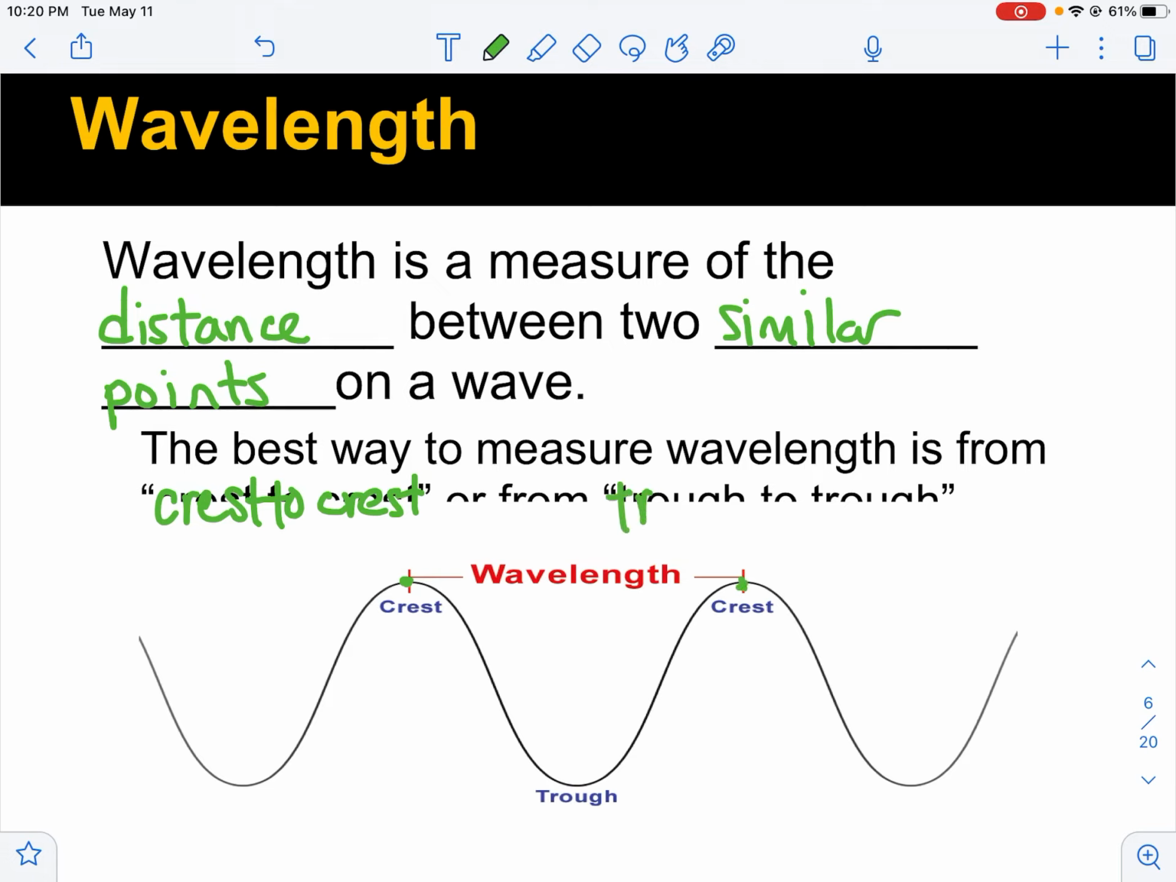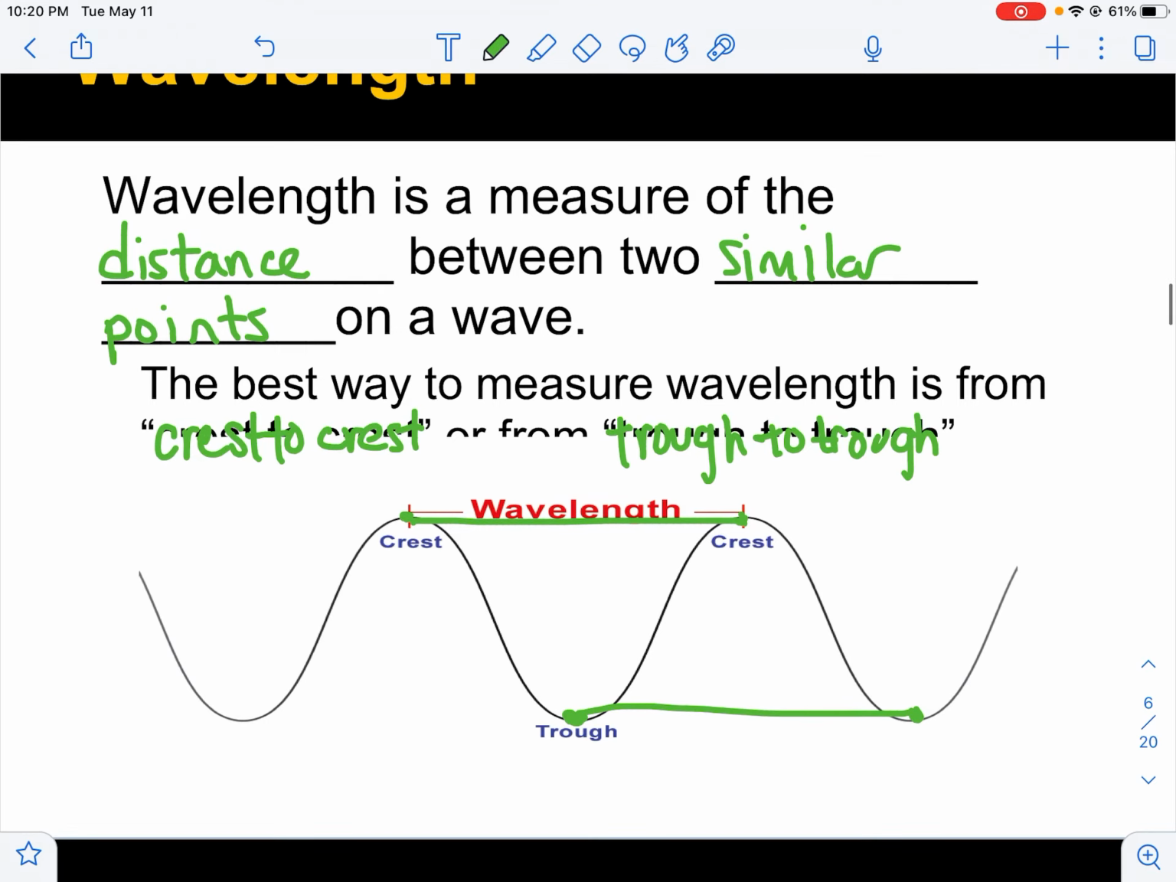Or you can also go from trough to trough. And if you have a regular wave, you're going to see that the wavelength is exactly the same. So if the wavelength from crest to crest is this distance, trough to trough would be about this distance, and if I took a ruler, I would realize that those are the same distances. Now, depending upon the waves, and we'll talk about the electromagnetic frequency next time we meet, you're going to measure it in some sort of a meter.